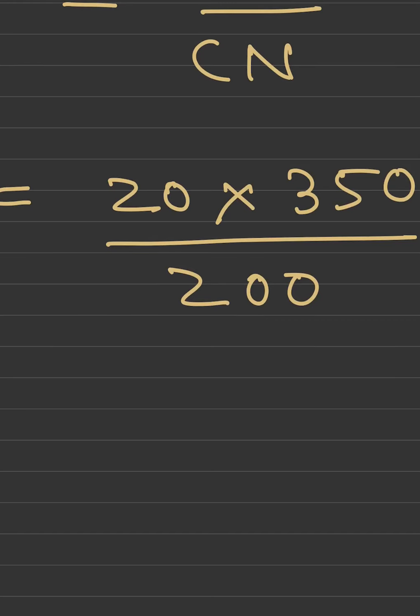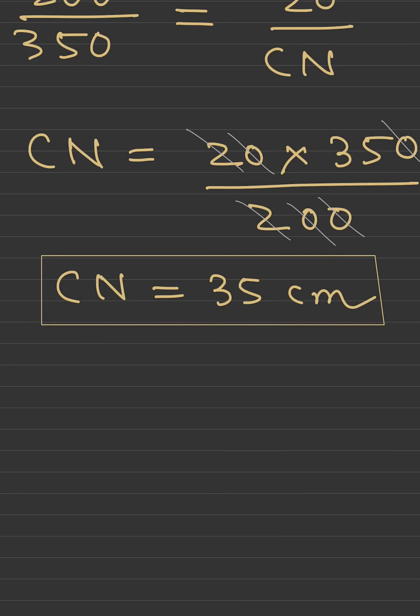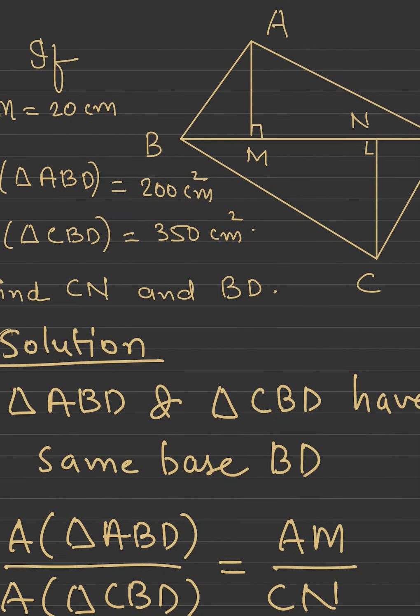Now cancel. This 0 and 0 get cancelled. 0 and 0 here also get cancelled. 2 and 2 get cancelled. So after cancellations, CN is equal to 35 centimeters. So that's one of your answers. Clear? Now you want one more value. You got the value of CN. Now you want BD.